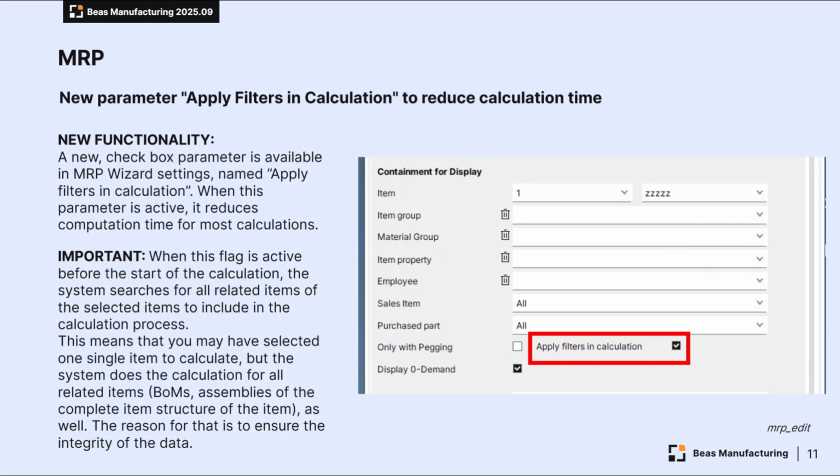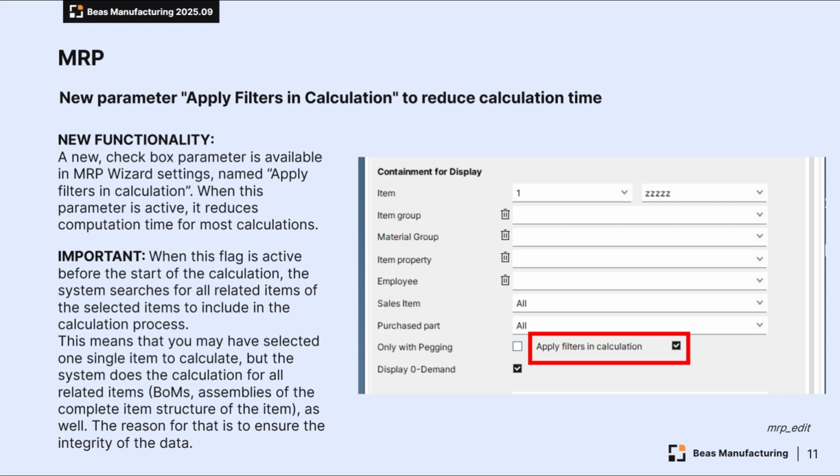The MRP filtering algorithm has been optimized. Instead of calculating everything and then filtering, the system now calculates only those items and components associated with the filters, significantly improving performance. A new checkbox parameter is available in MRP Wizard settings, named Apply Filters in Calculation. When this parameter is active, it reduces computation time for most calculations.